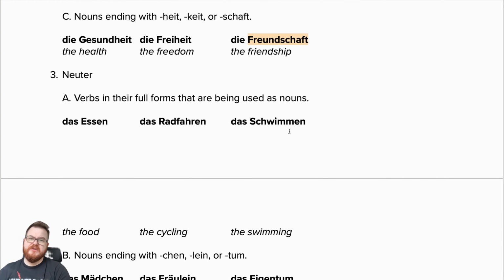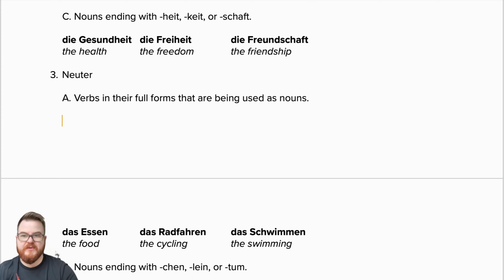On to neuter nouns. Verbs, that is our doing words: running, jumping, swimming, climbing, eating, dancing, whatever it may be. When we use their full forms, which we call their infinitive form, as a noun, they get a capital letter. And if it's the full form of the verb being used as a noun, it will always be neuter. So, for example, essen as a verb means to eat.